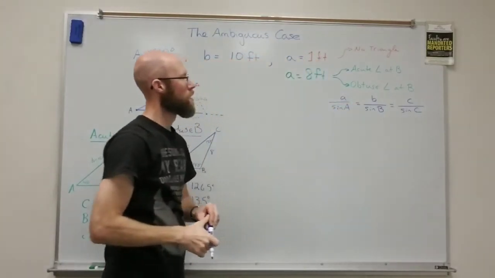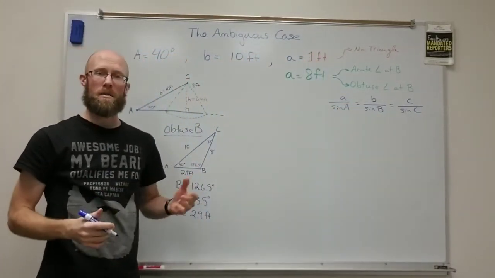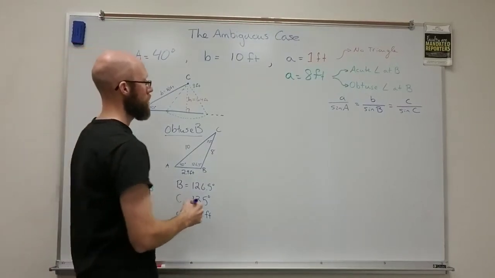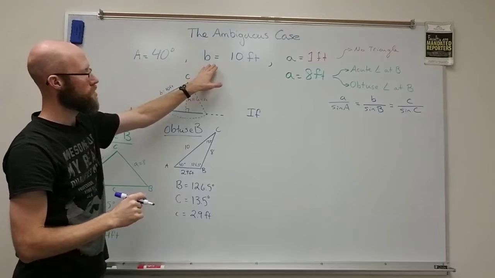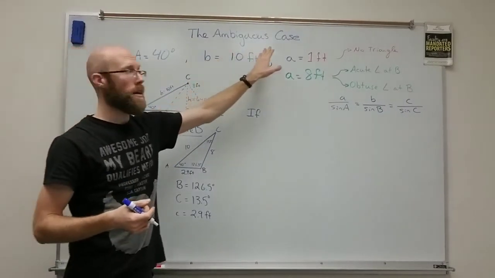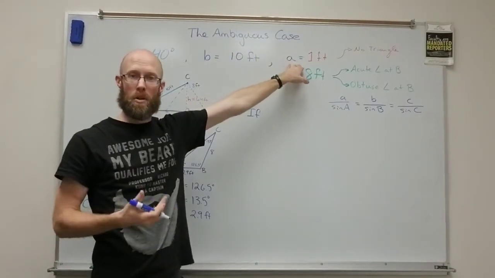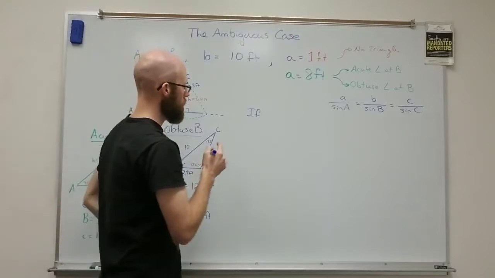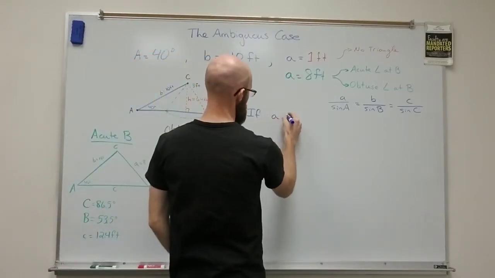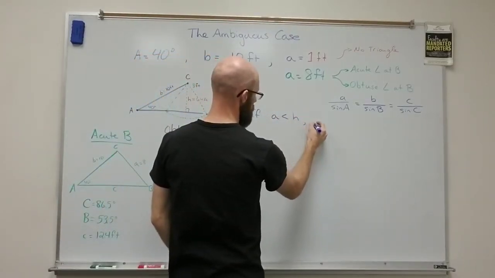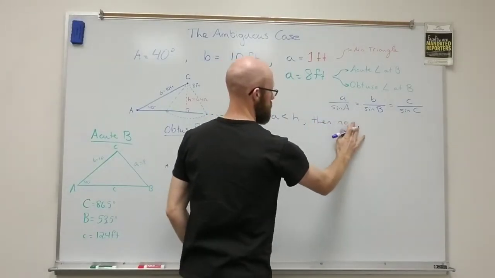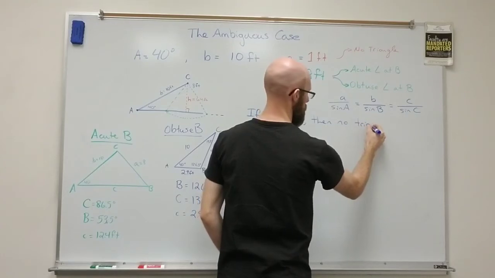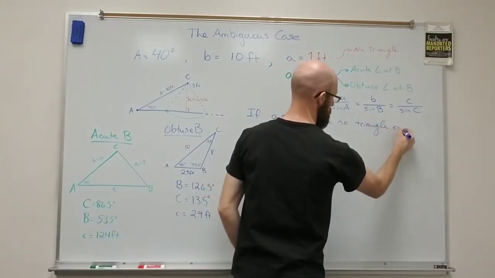Okay, so the possibilities: now I'm going to assume that angle A and side B are given, and then it's side A that we're going to be comparing. If A is less than H, then no triangle exists.